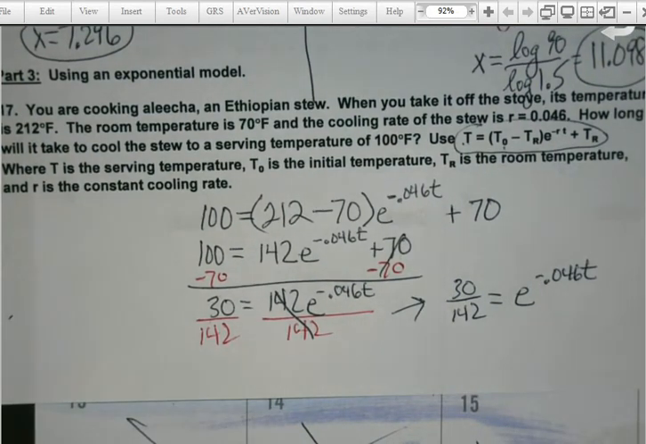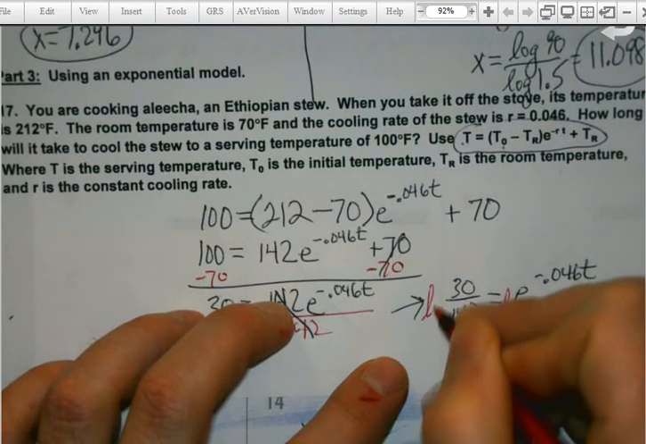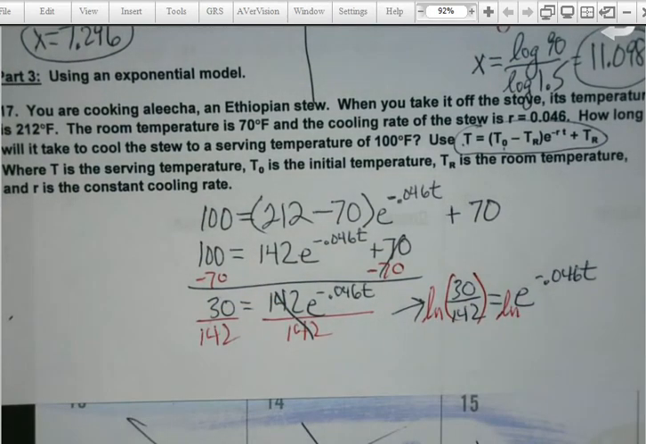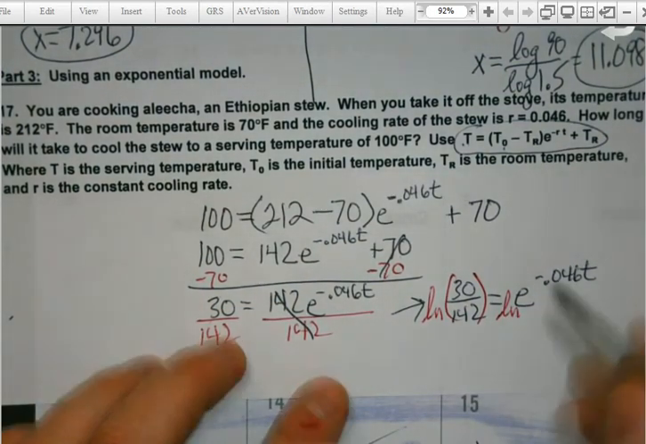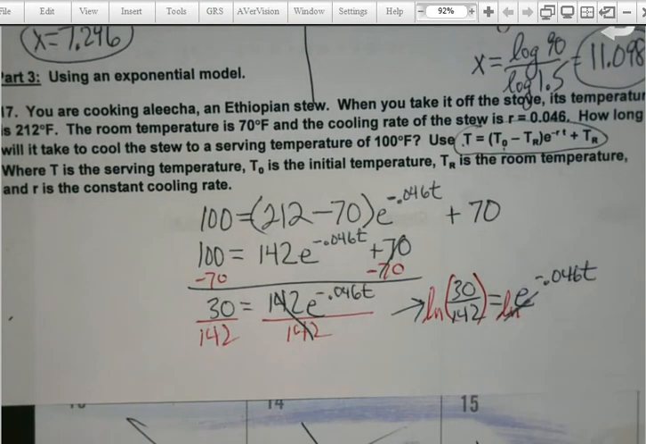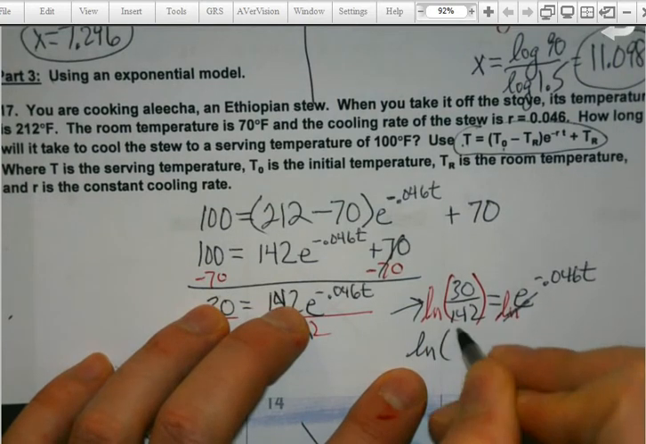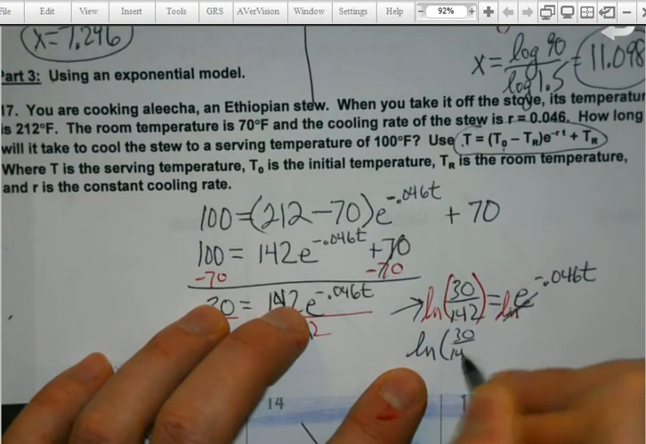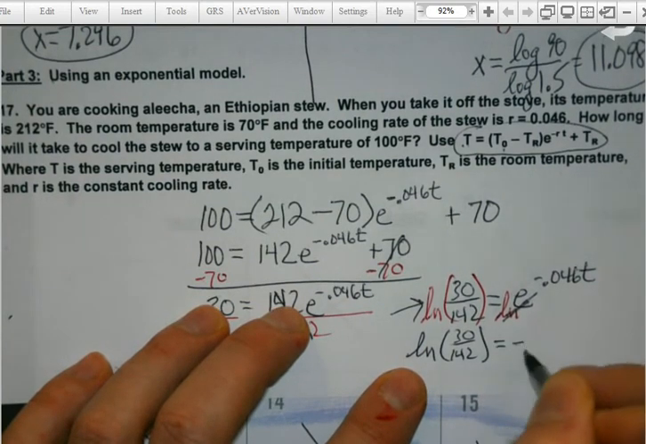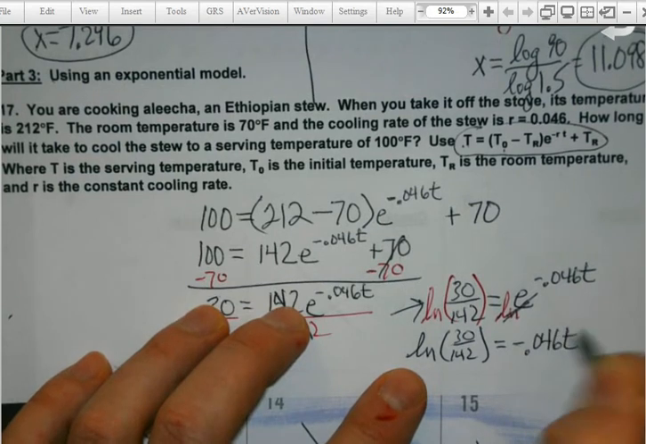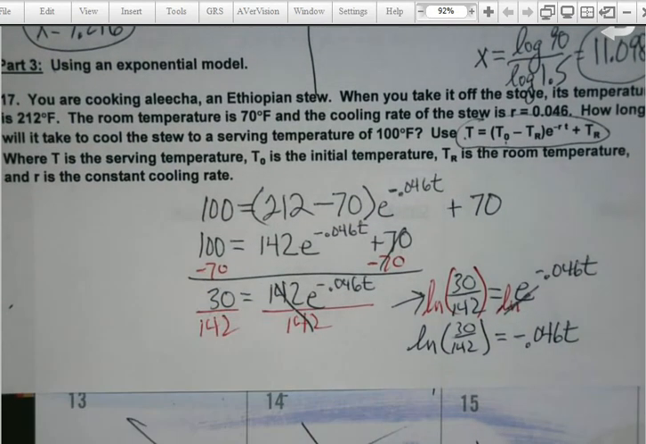Now we're getting somewhere. Now the e is isolated, finally. What am I going to do to both sides? Natural log. Okay. So I'm going to natural log both sides of this, because that's how I dump my e. You're like, oh my gosh. So what you're actually doing here, natural log of 30 over 142. See, this is more realistic. We're not going to get some whole number answer out of this.